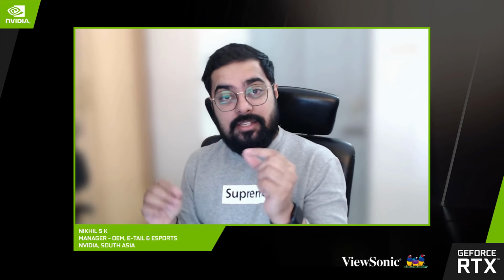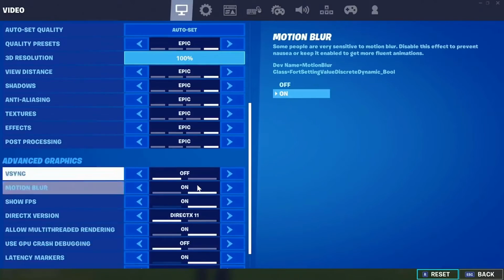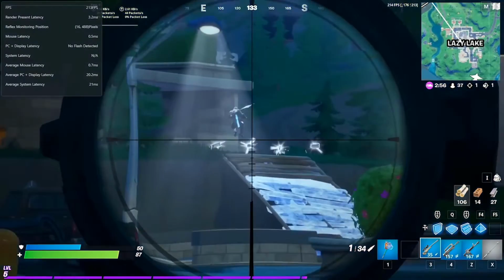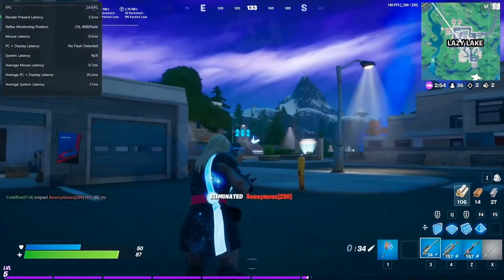So with the release of NVIDIA Reflex in most of the popular esports titles, I think right now we're almost close to 30, 35 plus titles that support Reflex. What we are focusing on with NVIDIA Reflex is GPU intensive scenarios. NVIDIA Reflex gives you a setting in game which dynamically reduces your system latency.